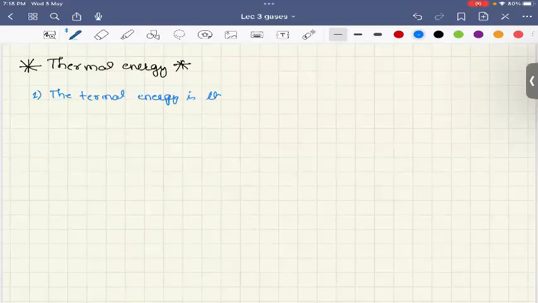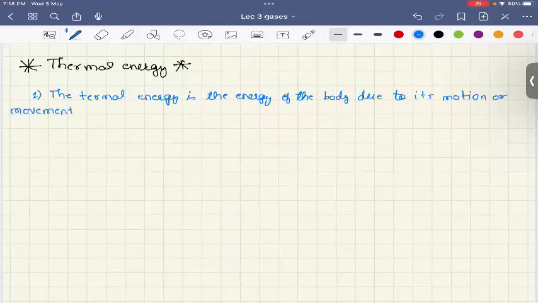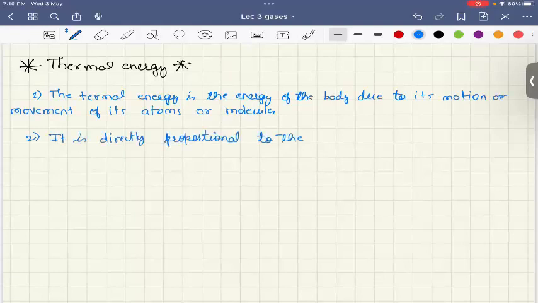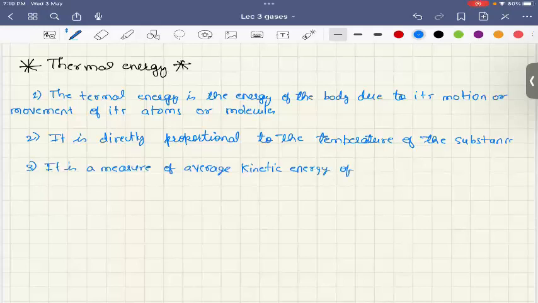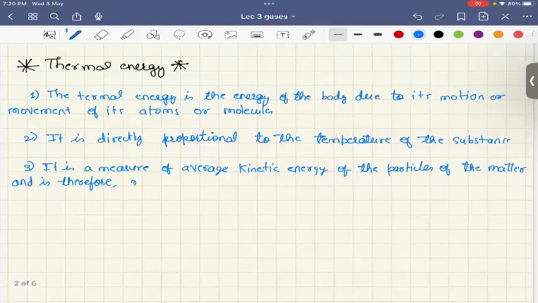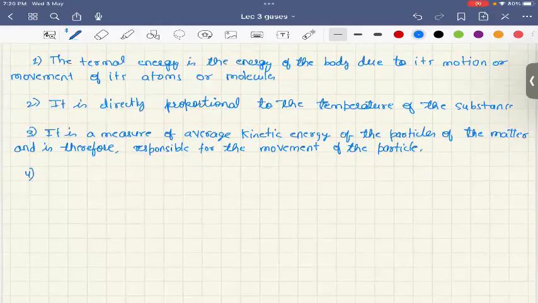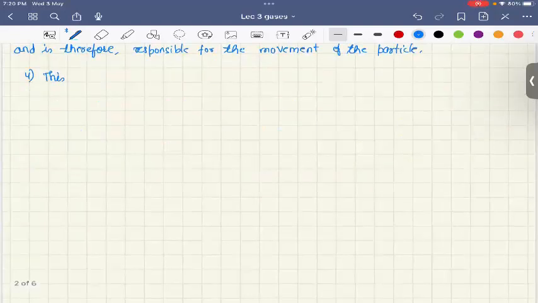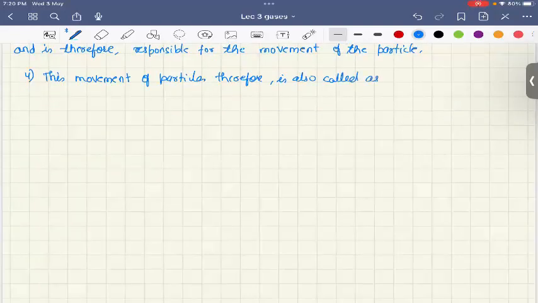So, what is the definition? Thermal energy is the energy of the body due to the motion, movement of its atoms or molecules. It is directly proportional to the temperature of the substance, and it is a measure of the average kinetic energy of the particles of the matter, and is therefore responsible for the movement of particles. This movement of particles is also called thermal motion, and this is the motion which keeps the molecules apart.